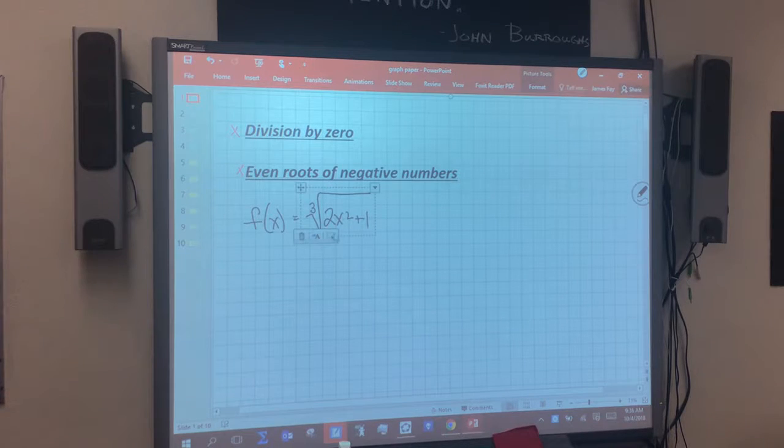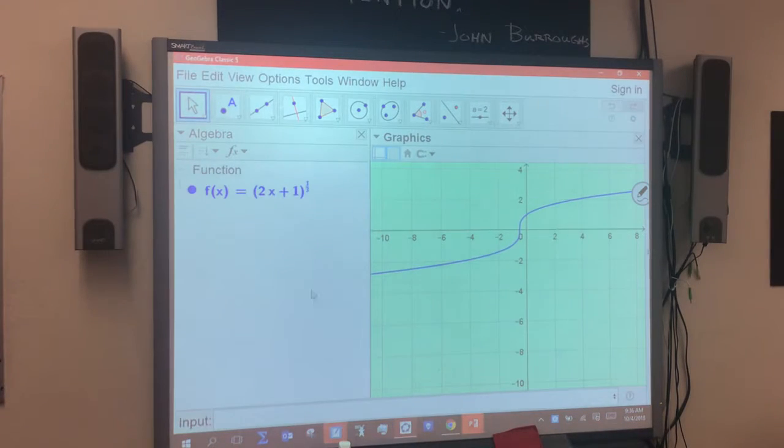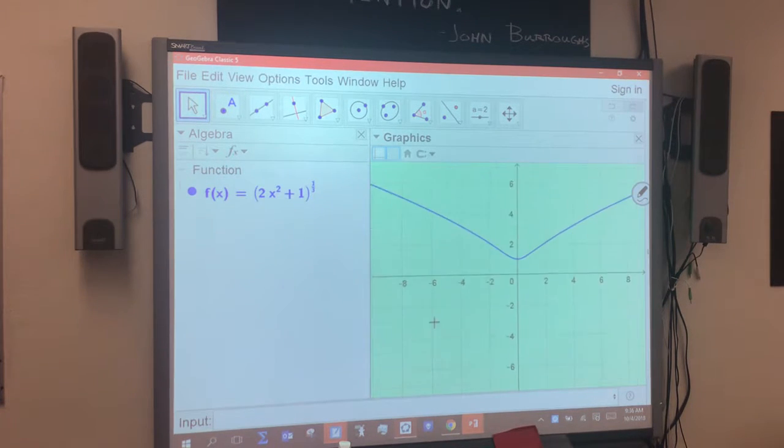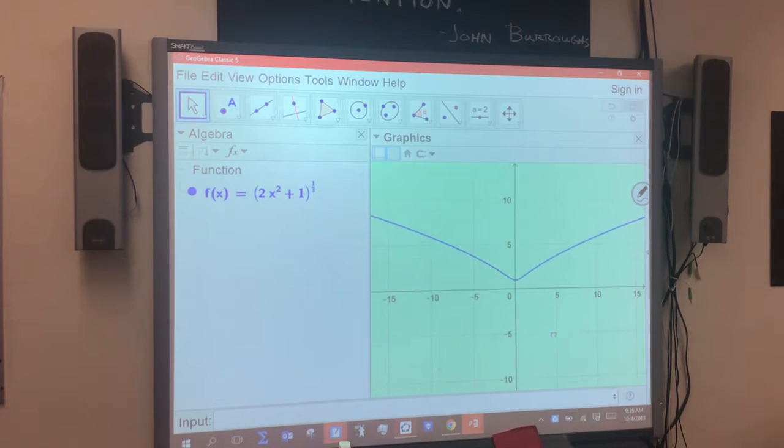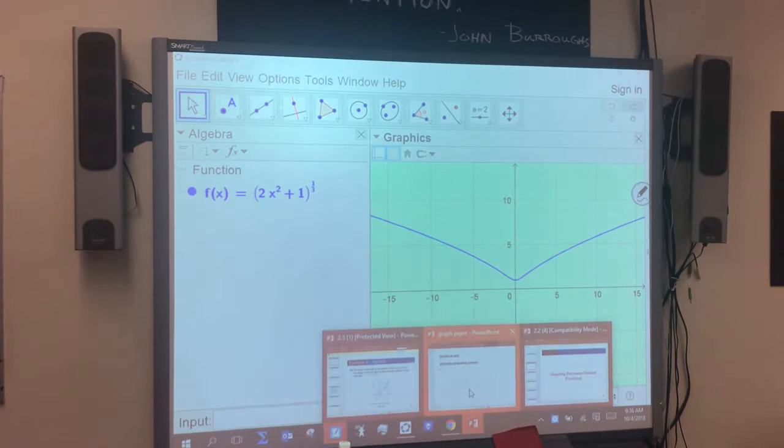Let's see what we can do. Let's get an idea algebraically what this would look like. Let's say we take the cube root. I had 2x squared, so it doesn't matter though. Let me show you what that would look like. 2x squared. Still the same kind of concept, right? Negative infinity to positive infinity. Nothing's getting kicked out.